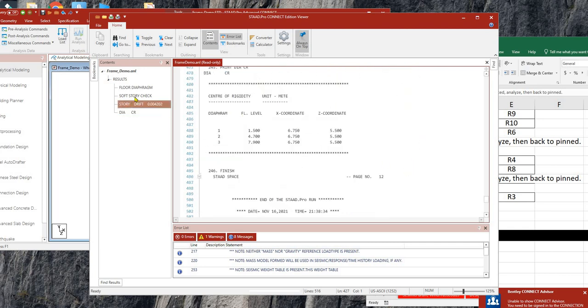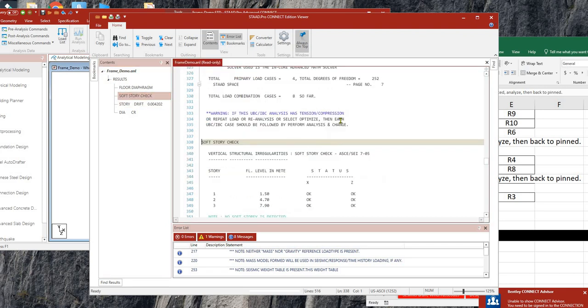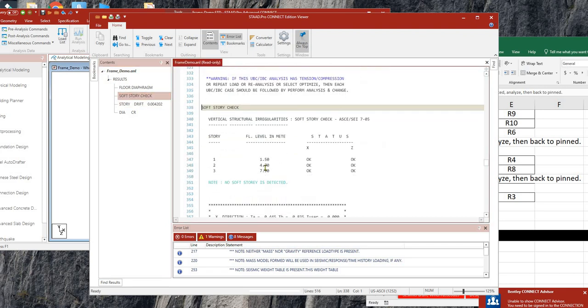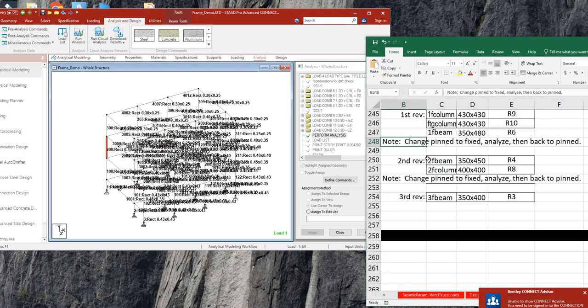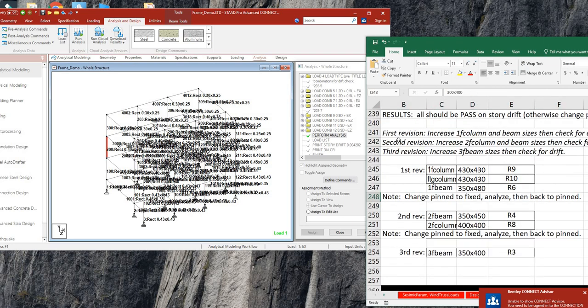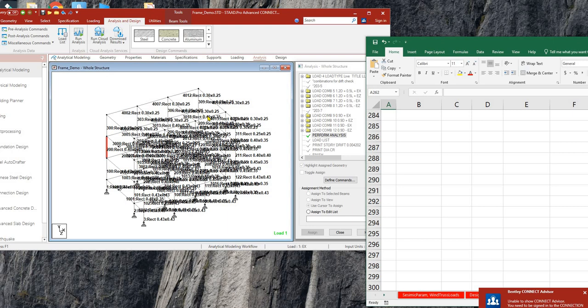Then, check mo rin yung soft story. Since nagpalit tayo ng mga sections, always check if it is okay with soft story. So far, okay na siya. Next. The next step here is to design now our beams and columns. Design in the sense na check na natin ngayon yung safety ng beams. Dito na papasok yung reinforced concrete design.